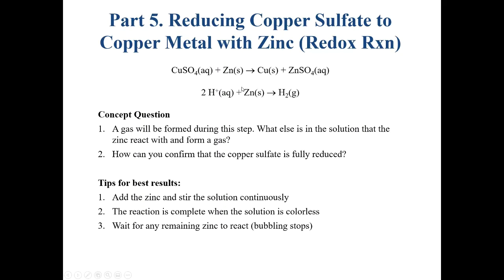If zinc is still around, we're going to be making hydrogen gas with the excess H+. So we have to wait for the zinc to fully react with that H+ in order for it to go away. What we're going to watch for is when the bubbling stops. When the zinc fully reacts with the H+, and we have no more zinc in the solution, then we stop making hydrogen, and the reaction stops.